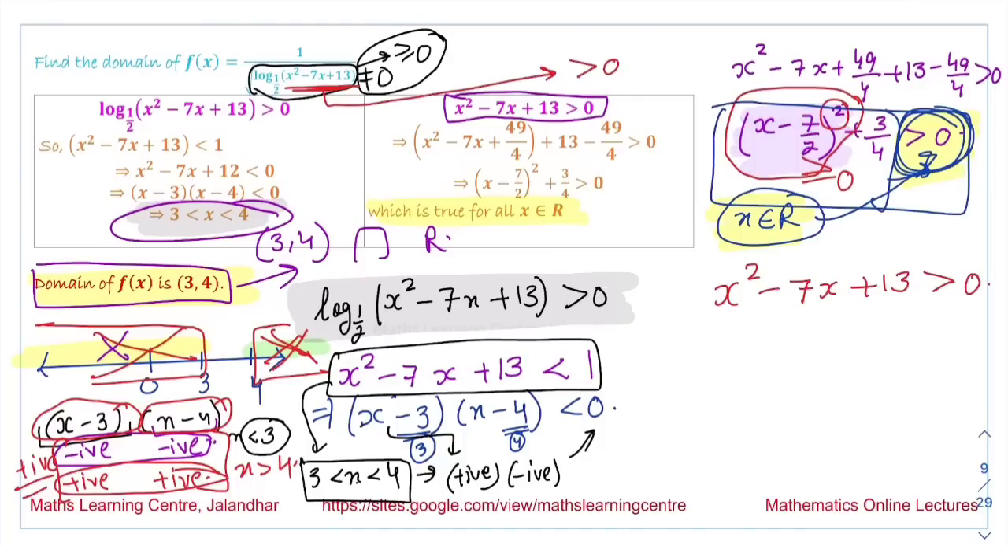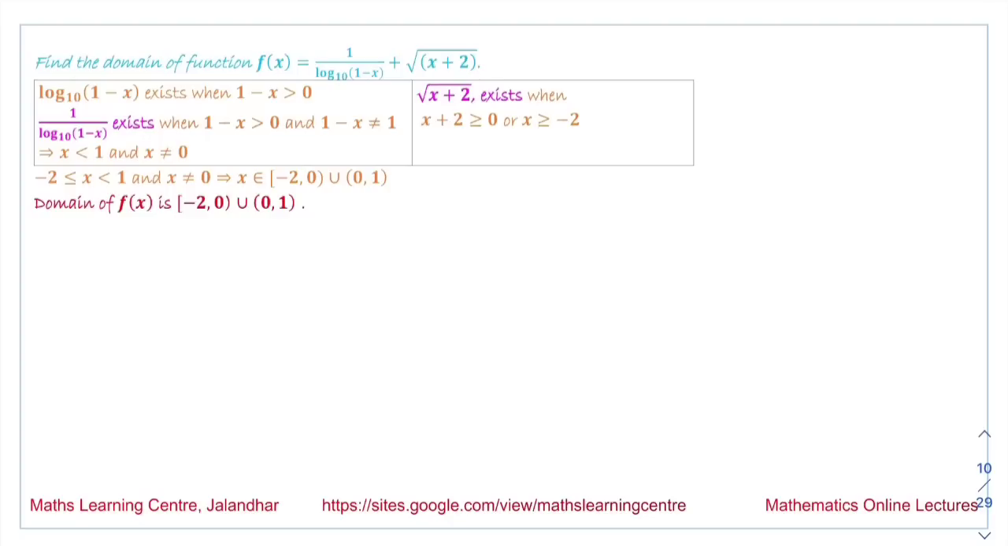The next function that is given to us is f(x) = 1 over log to the base 10 of (1 − x) plus the square root of (x + 2). Now again there are two functions over here. This is the function, say, g(x), and this is the function h(x).